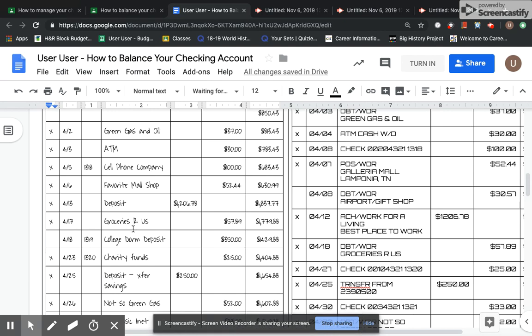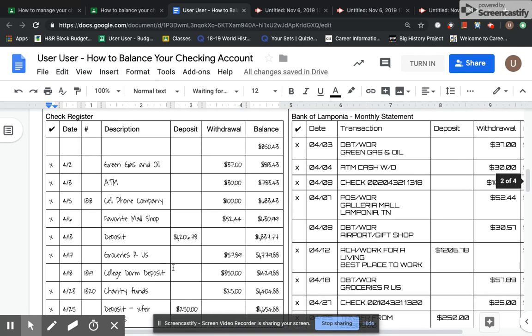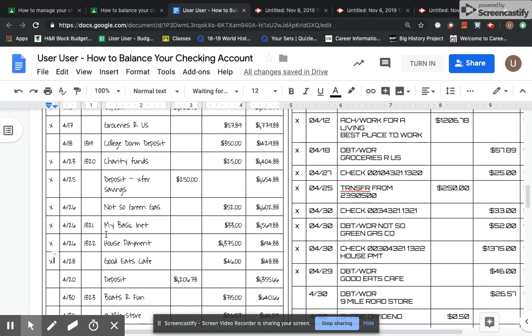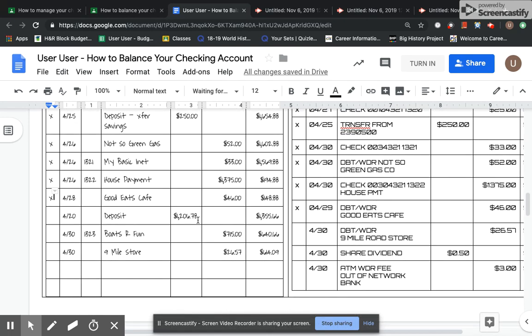So what you should have gotten on the left-hand side is you probably didn't find that college dorm deposit of $350. And if you went down, you probably didn't find a deposit of $1,206.78, check number 1323, or what looks like a debit card purchase to a 9 Mile store on 430.